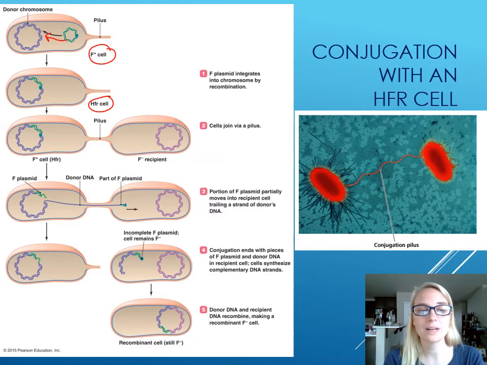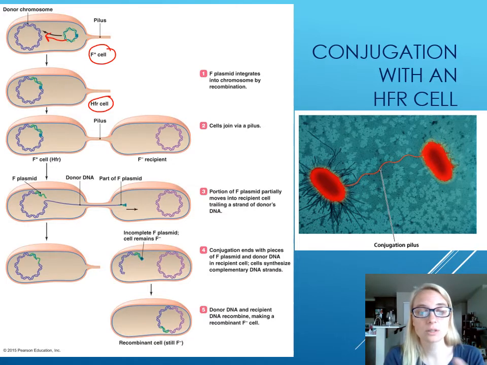The reason for that is now every time that cell divides, all of its daughter cells are going to have that fertility factor, where before it was just stuck on a plasmid, some daughter cells may not have it and they would just be a regular cell. But once it's in the chromosome, it will forever be a part of the chromosome. And so now we have this Hfr cell that can produce a pilus.